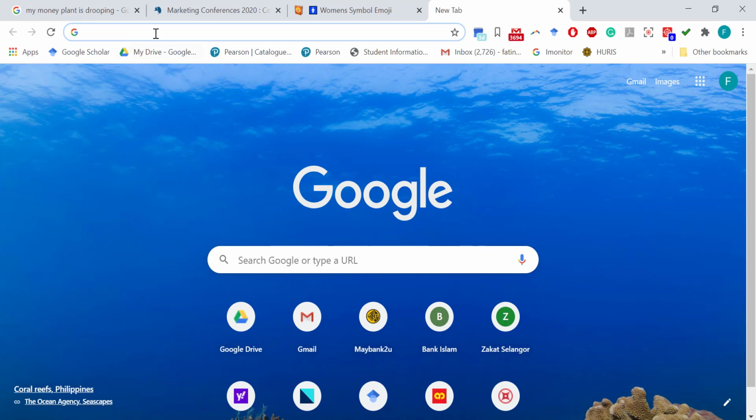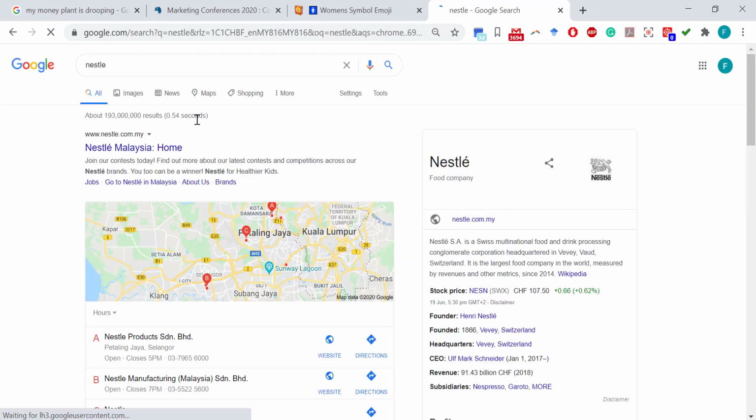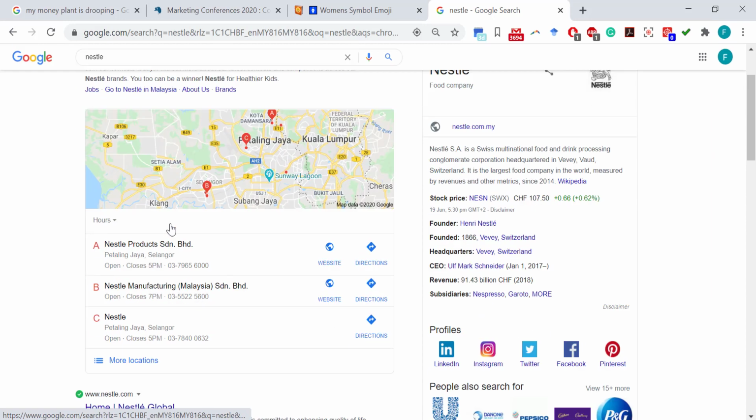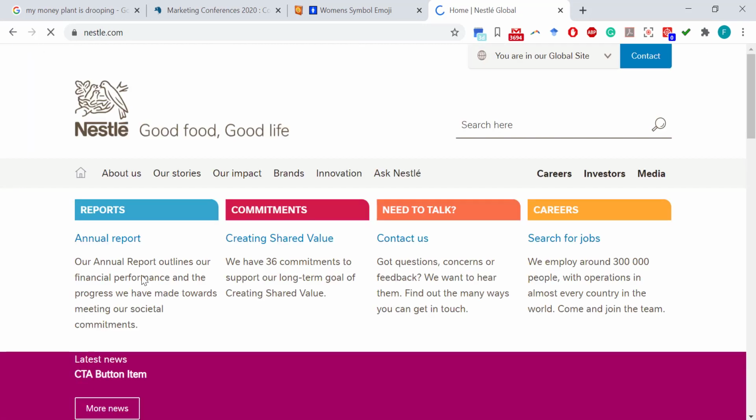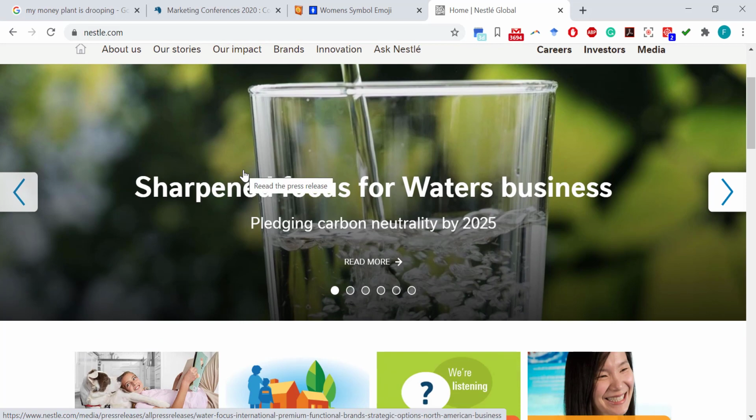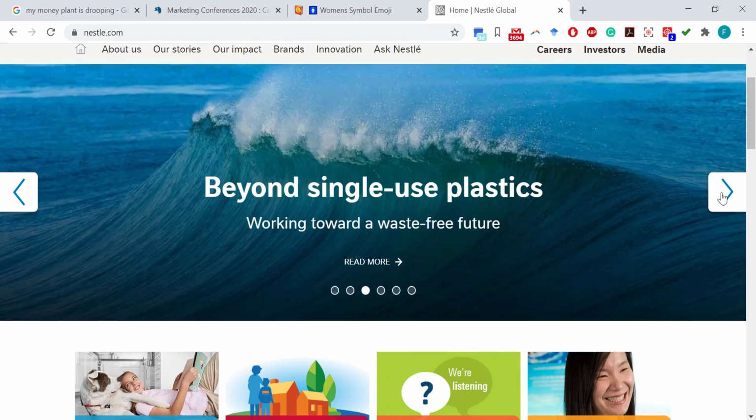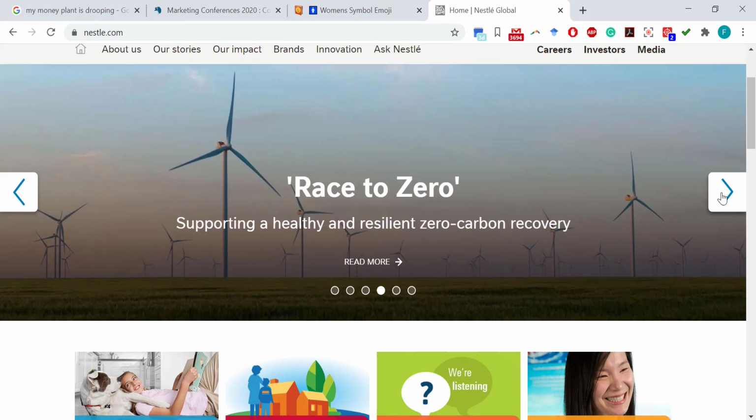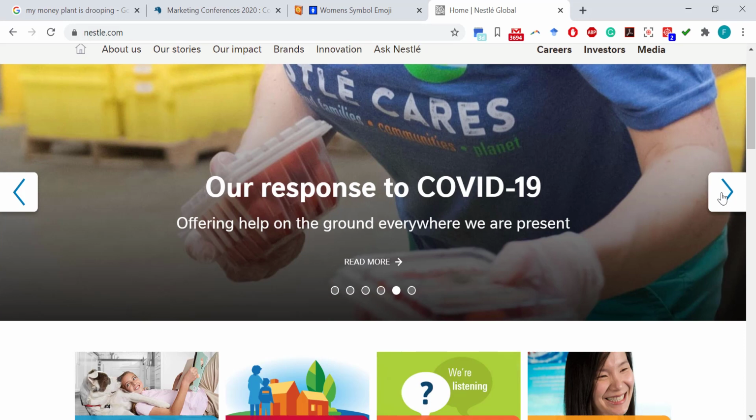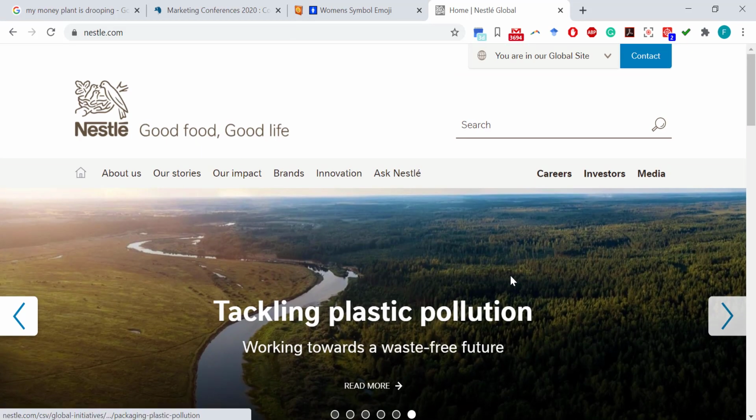Let's see, for example, Nestle. This is Nestle Malaysia, and we go to Nestle Global to see from a higher perspective. Nestle is targeting carbon neutrality, water business, collagen, single-use plastic, a waste-free future, zero carbon, COVID-19 recovery, as well as plastic pollution. So a big company is always talking about things at a very high level.